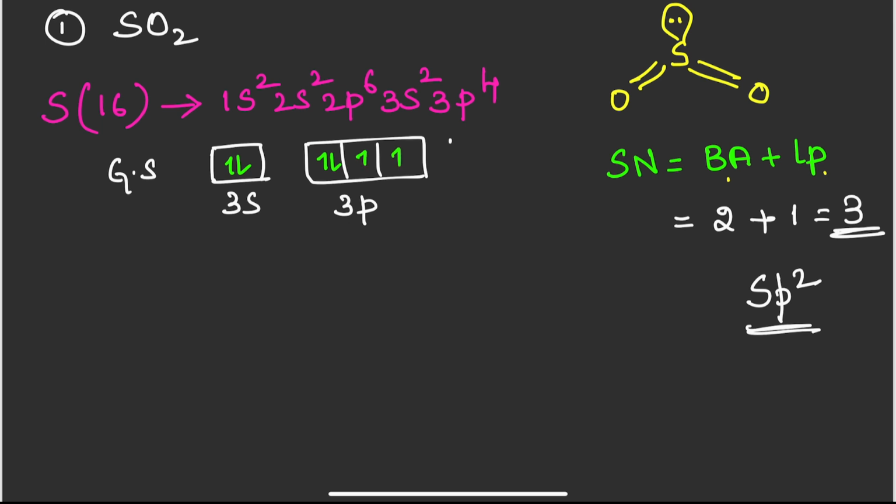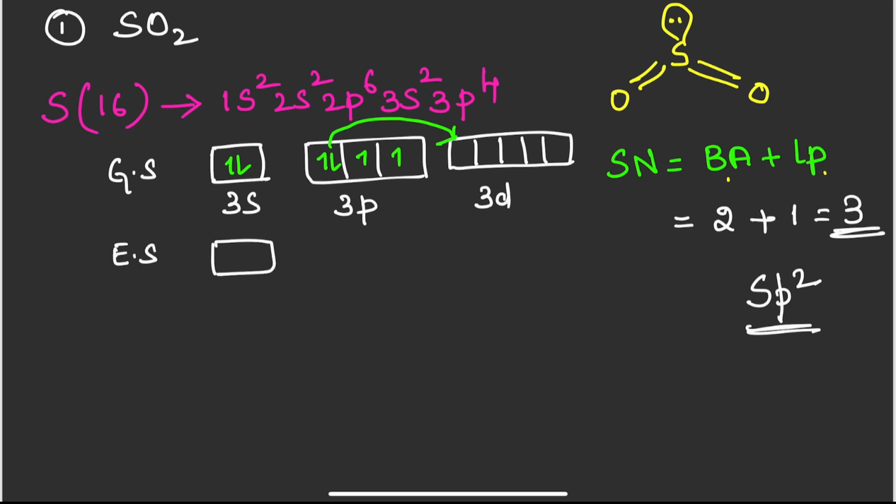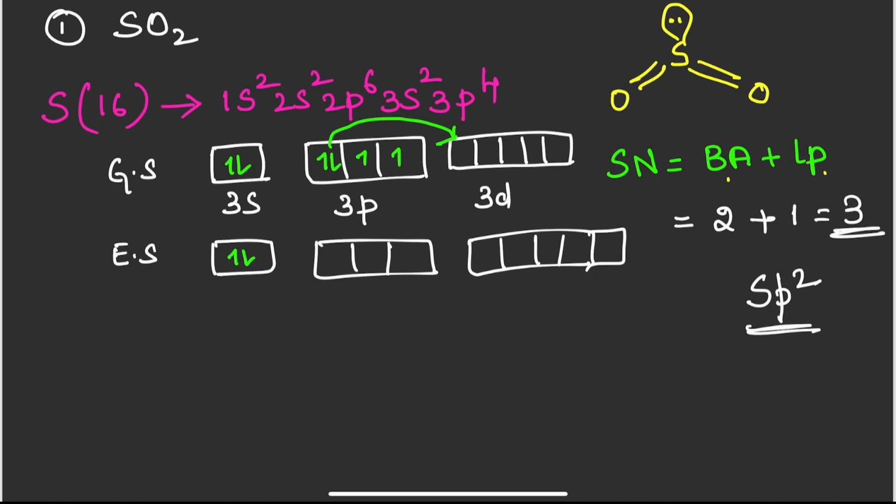So students, sulfur will have empty d orbitals as well. It has the 3d orbital which is empty, so 1, 2, 3, 4, 5 orbitals will be present. Now what we are going to do is shift one electron from here to here in the excited state. In the excited state you can see 2 electrons will be present here, then 1, 1, 1 and 1 electron.